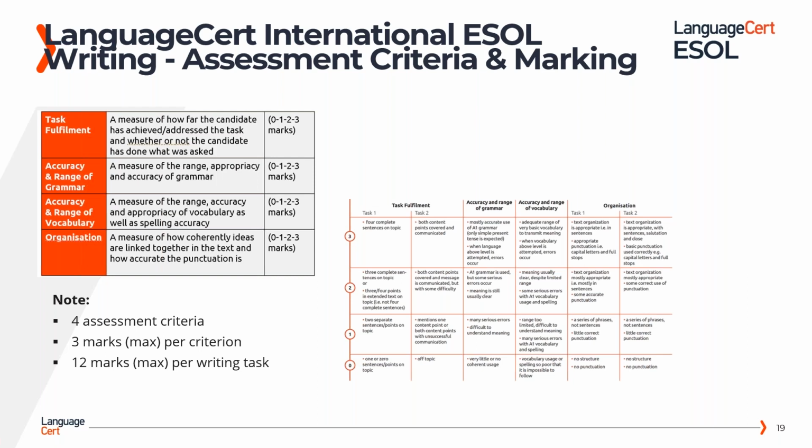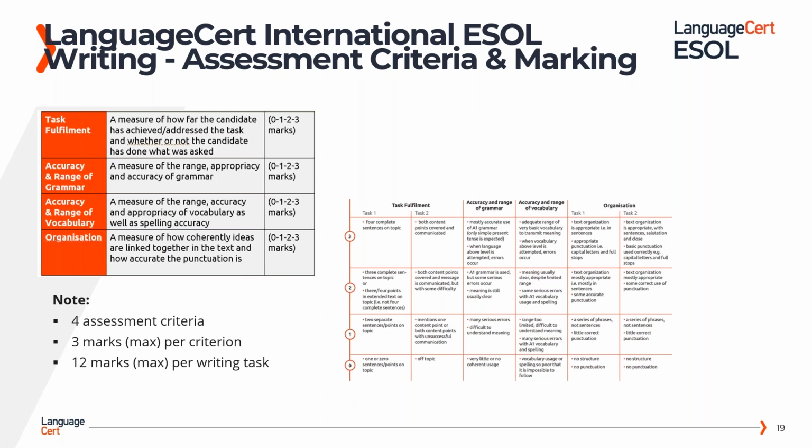The second criterion, accuracy and range of grammar, a measure of the range, appropriacy, and accuracy of grammar. The third criterion, accuracy and range of vocabulary, a measure of the range, accuracy, and appropriacy of vocabulary as well as spelling accuracy. Finally, the last criterion, organization, a measure of how coherently ideas are linked together in the text and how accurate the punctuation is.